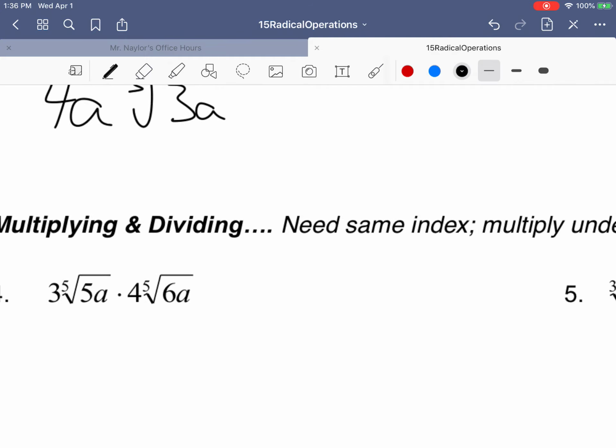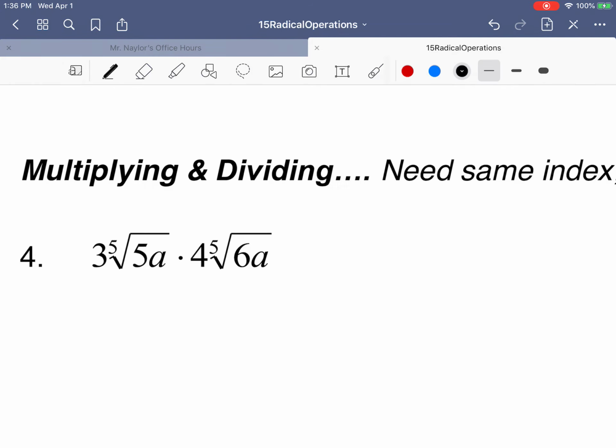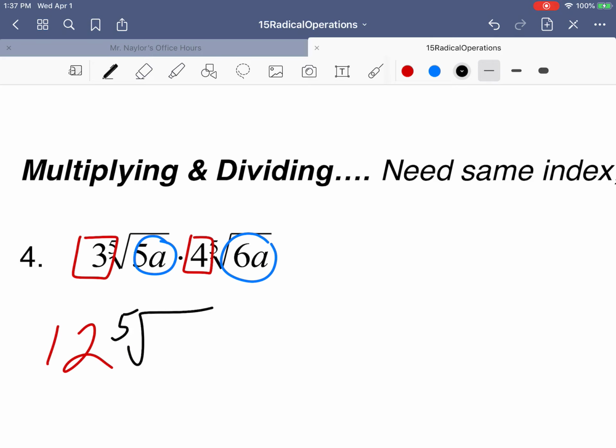When multiplying and dividing, you just need to have the same index. We do. That is, the 5s are the same, so we can just go to town here and we can multiply. Now, keep this simple. You just multiply the coefficients, but when you're underneath, you're going to multiply, and things are going to change a little bit. We're going to end up with a 30a squared.